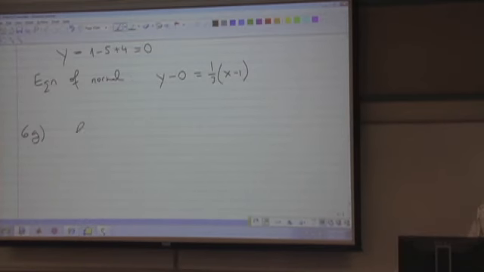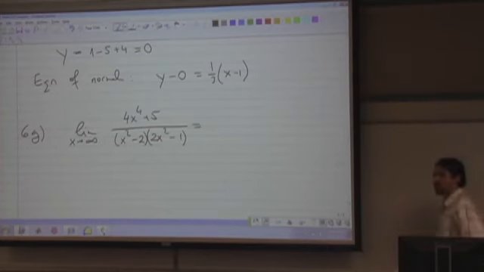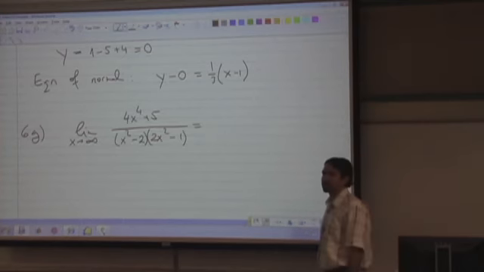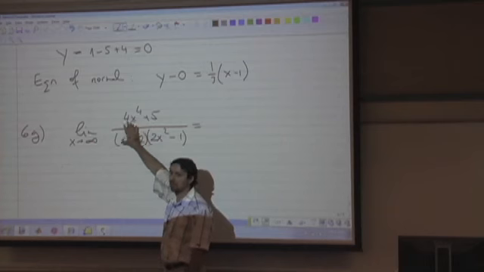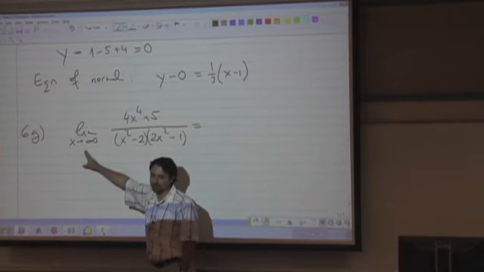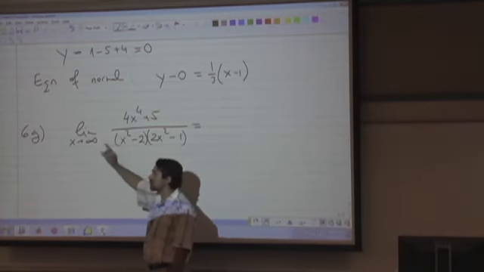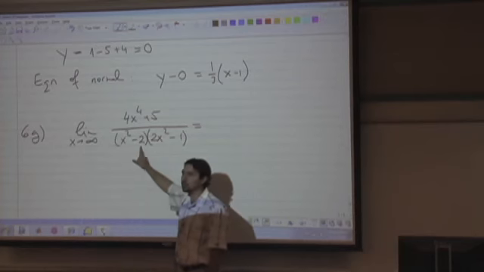Okay, we have the limit as x goes to infinity of 4x to the 4th plus 5 divided by x squared minus 2 times 2x squared minus 1. So you want this the long way or the short way? The short way. X goes to infinity. This is a ratio of polynomials, right? Remember what I was telling you about rational functions and limits going to infinity. As I said, this only works when you're going to infinity and when you're dealing with rational functions.